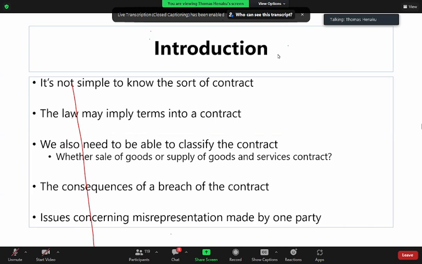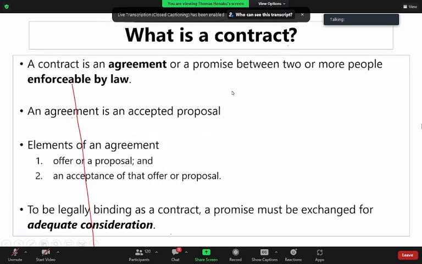So quickly, let's move on to the question of what is a contract. As you can see, I say a contract is an agreement or a promise between two or more people that is enforceable by law. And this is key: agreement, enforceable by law.